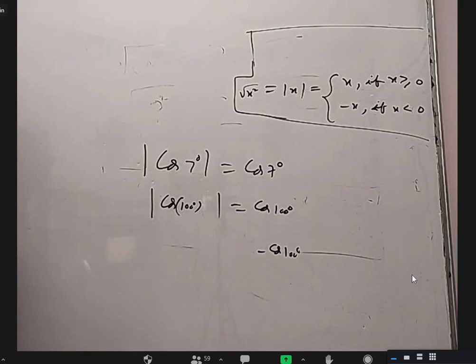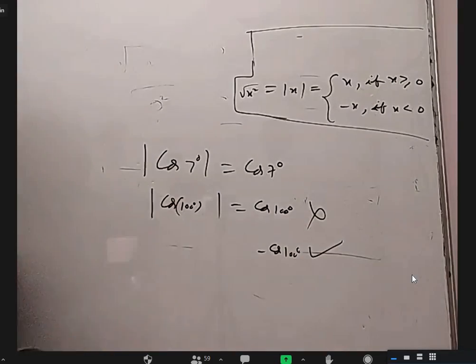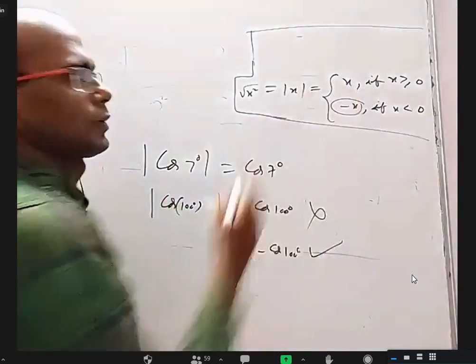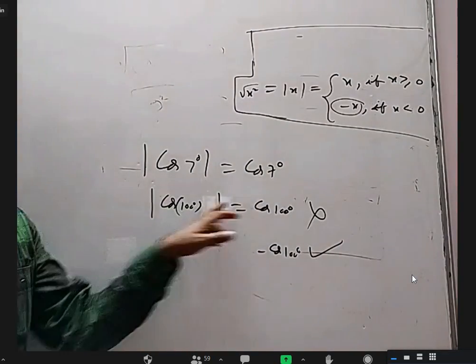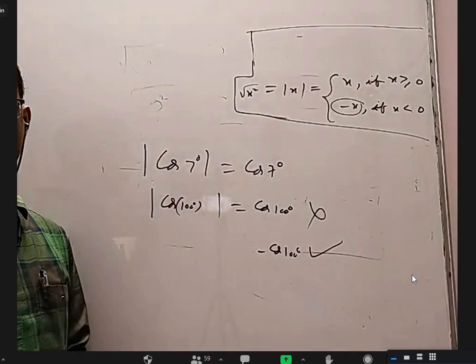Sir, cos 100 degrees, since we applied modulus. No, this is wrong and this is right. You know why? Because cos 100 degrees is negative. If you tell cos 100 degrees is the answer, then it is negative. How can mod of something be negative? It can't be negative, right?